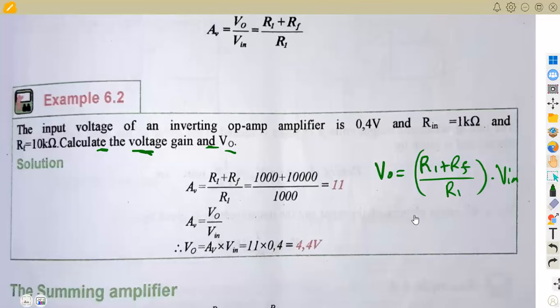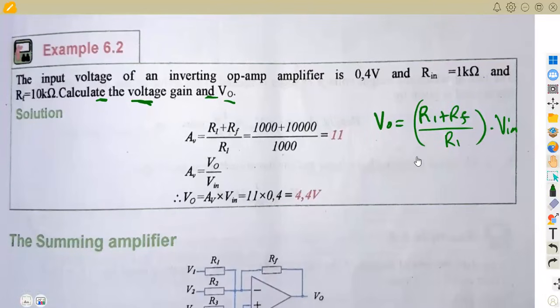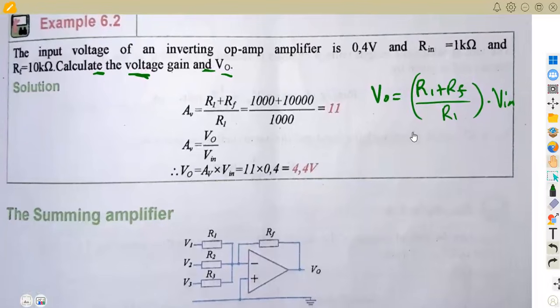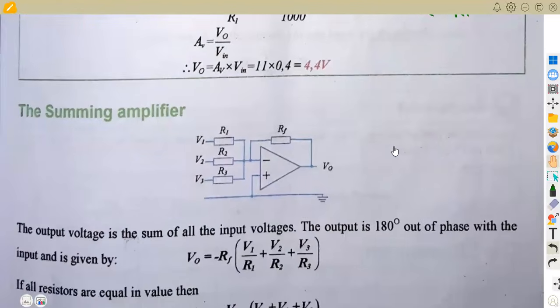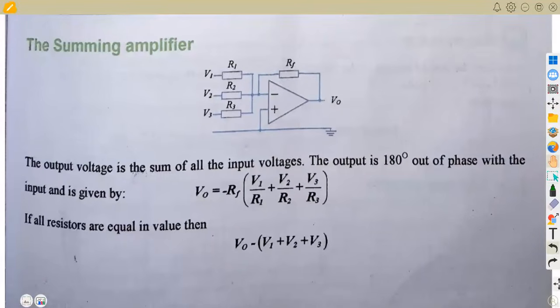All right, so I want you to try and use that part and see if you are going to have the same answer. Then we move on to the summing amplifier. This is the one where the voltage is taken to the negative, but we are given different voltages entering our input. This is the input. Then we've got the feedback to the what?